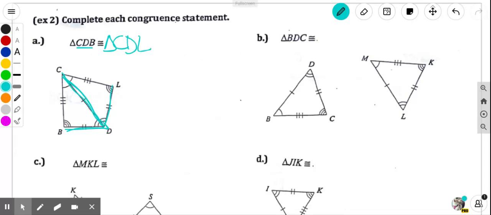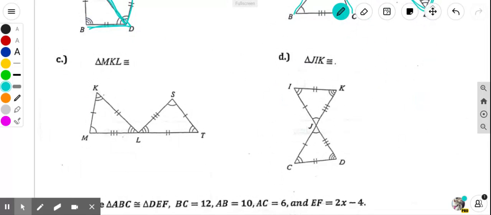BDC is next. So from one arc to two arcs to three again. So 1, 2, 3. It's going to be MLK. Okay, MKL. One arc to two arcs to three. So MKL. 1 to 2 to 3. So triangle STL. And then last one, JIK, again, 1 to 2 to 3.